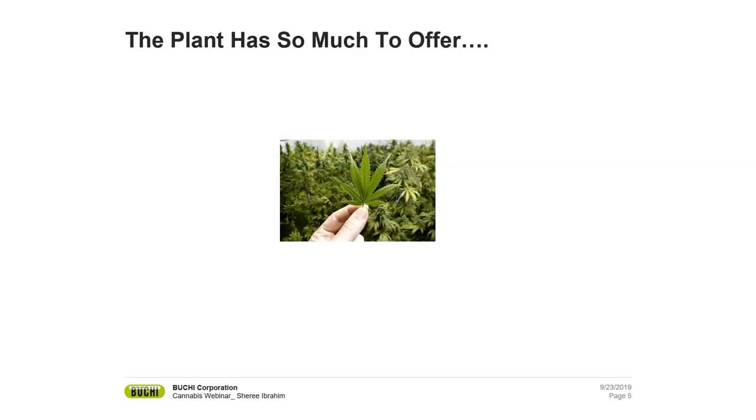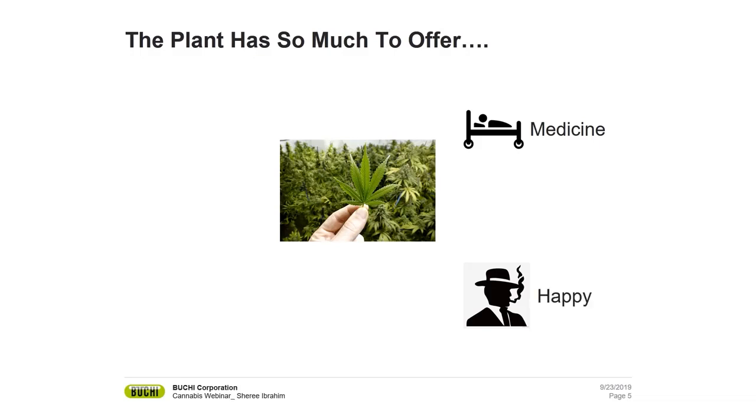It's important to realize that the plant has so much to offer. For example, if you're a patient, it's considered medicine. If you're a smoker, you look at it as a recreational with a happy effect. And if you're a businessman, you see it as profit. And if you're a chemist, you see it as research.